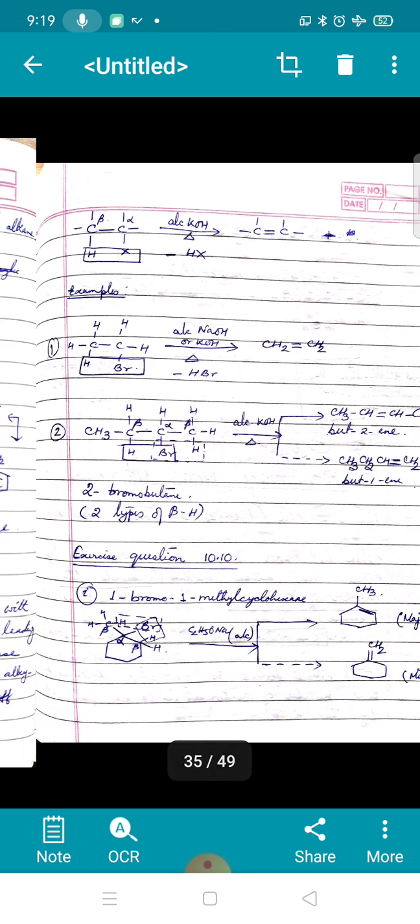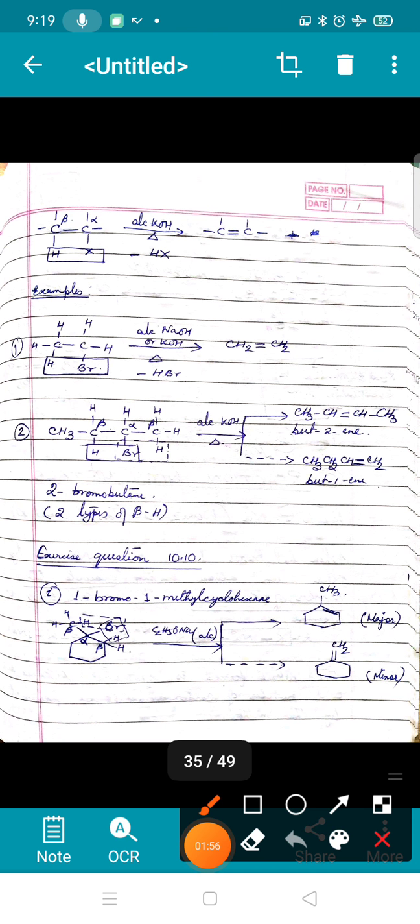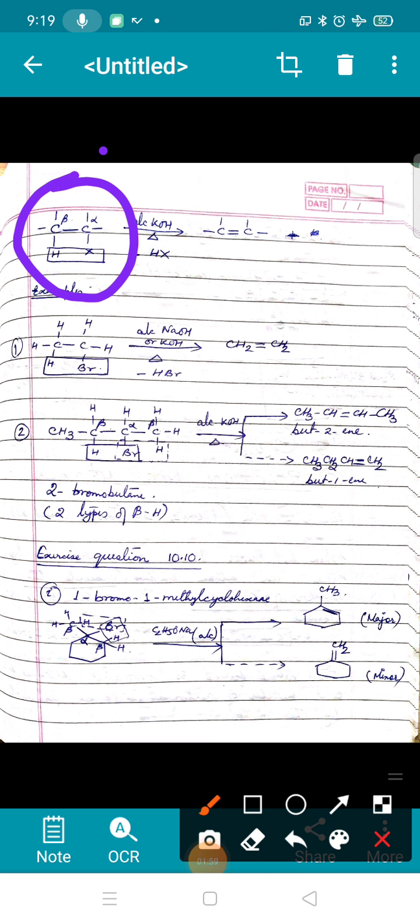You see, I have taken a haloalkane. I have not put all the groups. You can see the carbon which contains the halogen is called alpha carbon. I have labeled it as alpha carbon, and the next carbon is called beta carbon, and I have shown there is a beta hydrogen here.